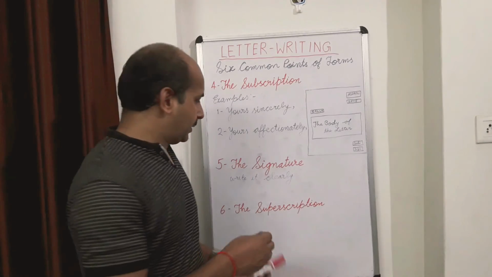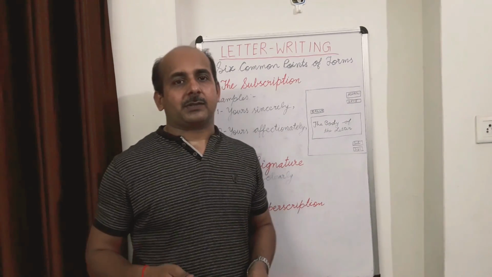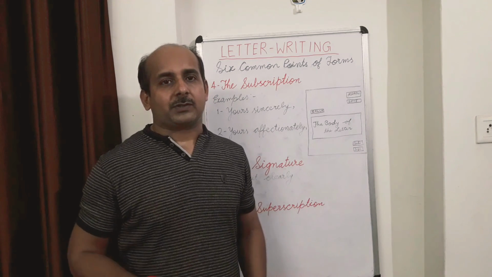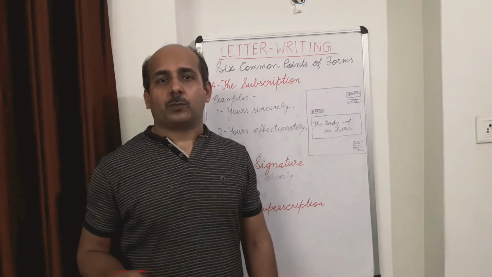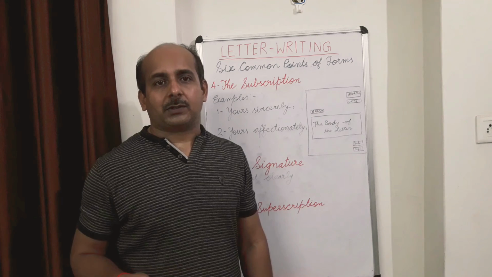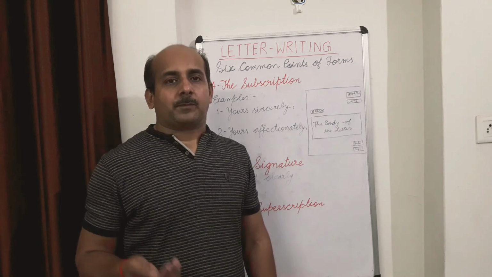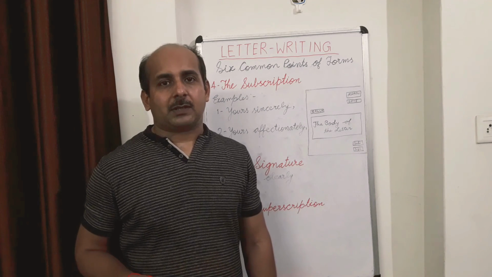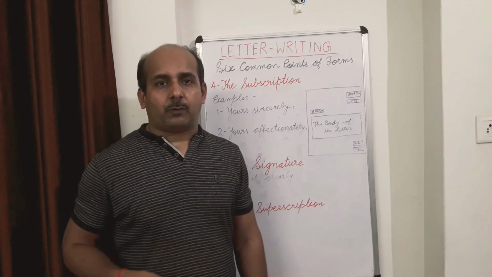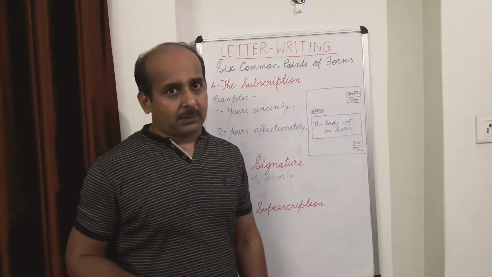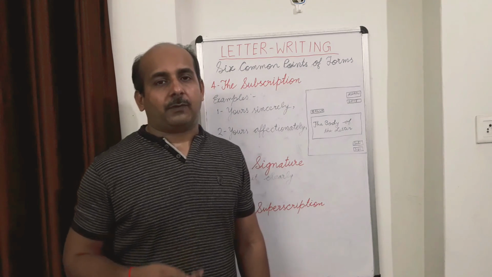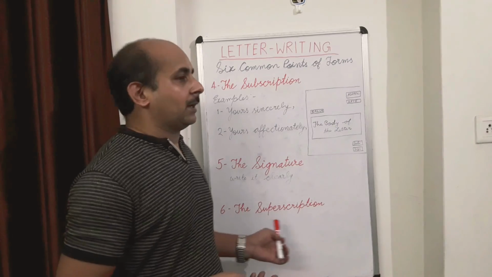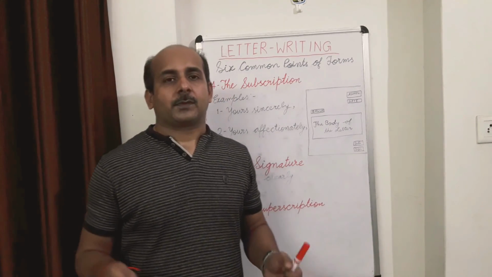With this sixth point, let us summarize all these six points that we have discussed in this video. The first is the heading, which is divided into two parts, the address of the writer and the date. The second point is the salutation. The third point is the body of the letter. The fourth point is the subscription. The fifth point is the signature. And the sixth point is the superscription.